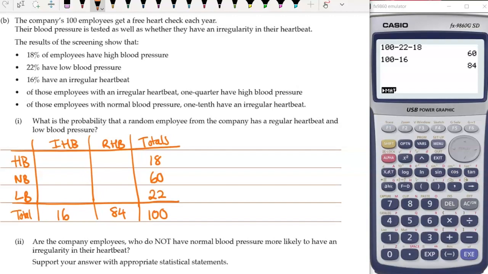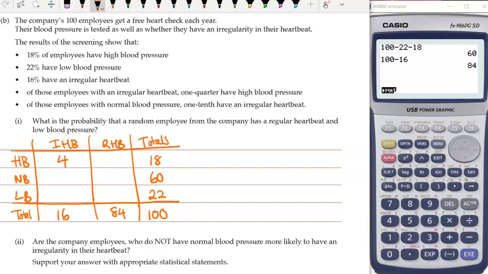Right, for the employees that have an irregular heartbeat, so we're looking at this column here, 1/4 have high blood pressure. So 1/4 of those 16 we have as a 4 in here.